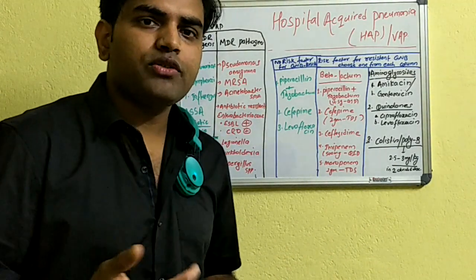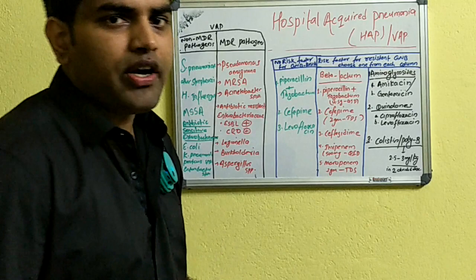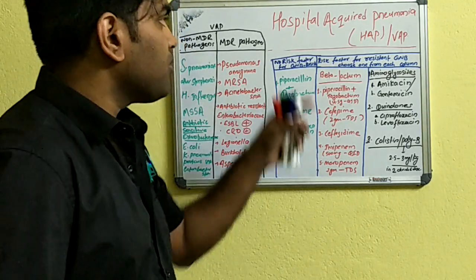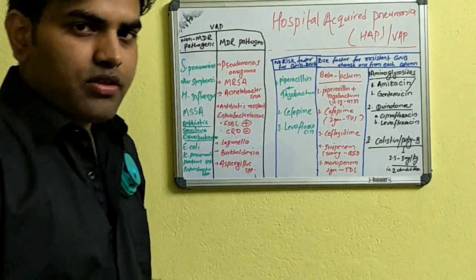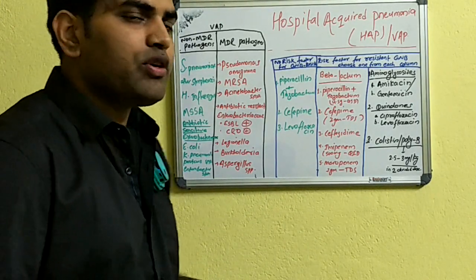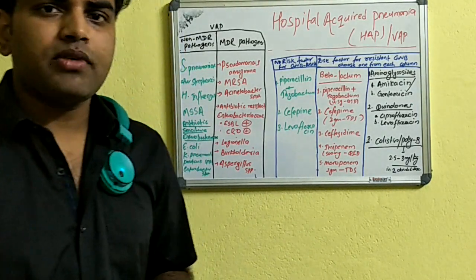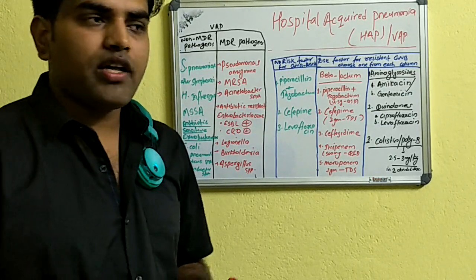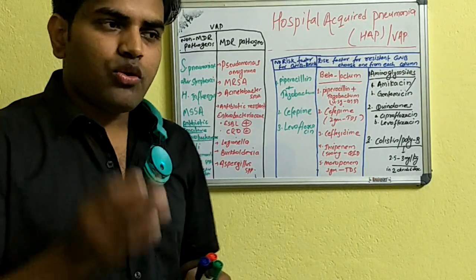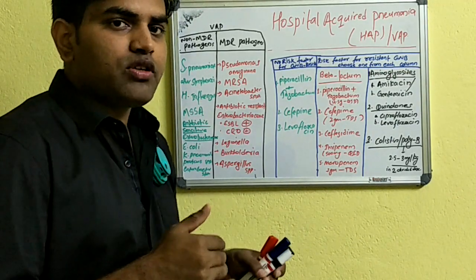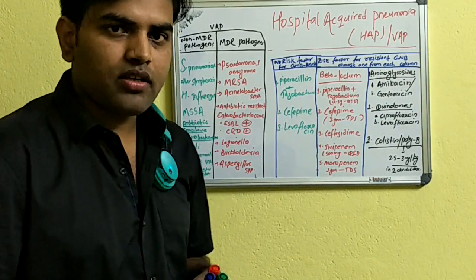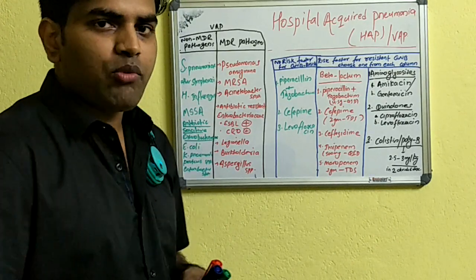Now today we are going to discuss hospital-acquired pneumonia and mainly focus on ventilator-associated pneumonia. Since we have discussed community-acquired pneumonia, I have told you about the origin of the organism. A person who comes from the community with infection and has not been in the hospital or taken antibiotics in the past 3 months has community-acquired pneumonia.